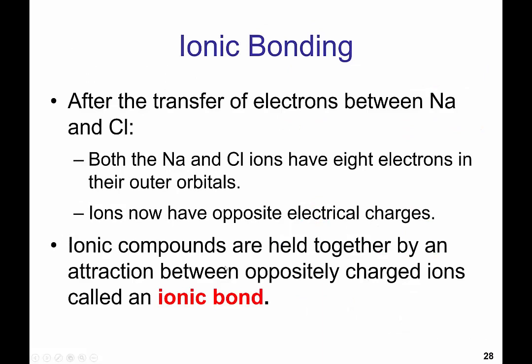Again, after the transfer of these electrons between sodium and chlorine, both the sodium and chloride ions have 8 electrons in their outer orbital, satisfying that octet rule. The ions now have opposite electrical charges. And ionic compounds held together by an attraction between oppositely charged ions is called an ionic bond. So the key here is ions are formed, there's a transfer of electrons, and it's that attraction between positive and negative.